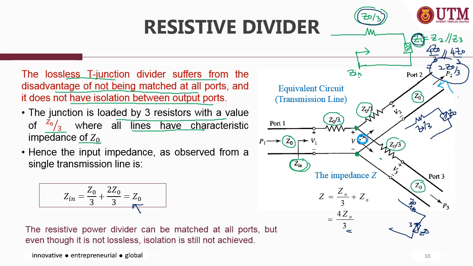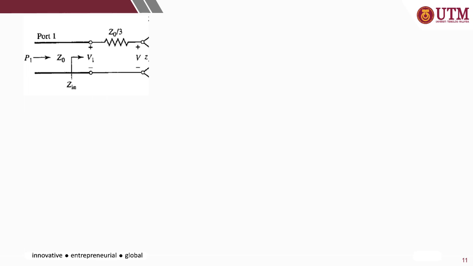So the resistive power divider can be matched at all ports, but even though it is not lossless, isolation is still a problem for a resistive power divider. However, it improves the condition of the T-junction, where all ports cannot be matched simultaneously. Okay, we have seen that the impedance for each port of the resistive power divider is equal to Z0, and all ports or all transmission lines are in matched condition.